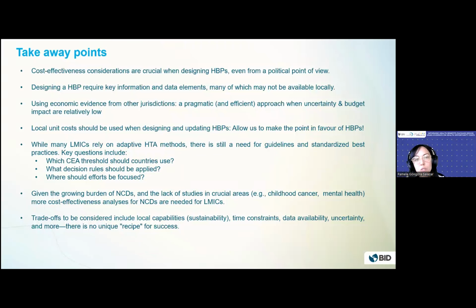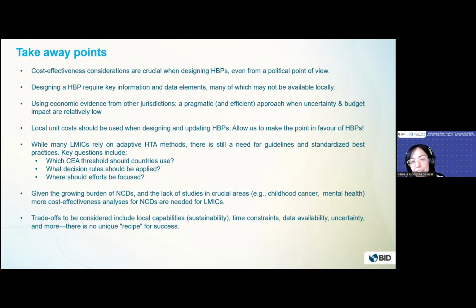Designing a health benefits package also requires key information and data elements, many of which are not available locally, especially in low and middle income countries. So using economic evidence from other jurisdictions is an answer. We have found it as an answer. It's pragmatic. It can also be efficient, especially when uncertainty and budget impact are relatively low. Importantly, however, is the local unit cost, for which we cannot really rely on international data, or at least we shouldn't, or we should try to do it as little as possible.